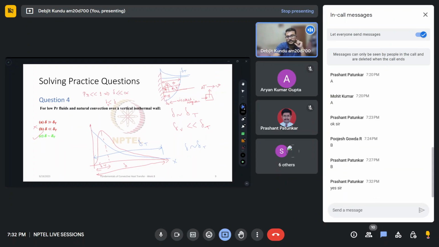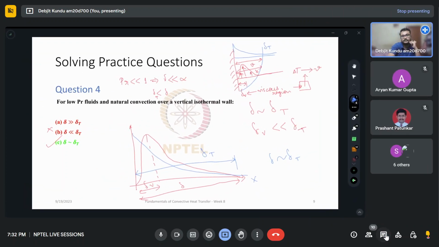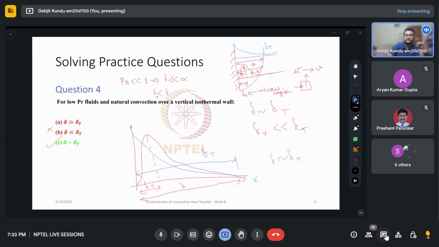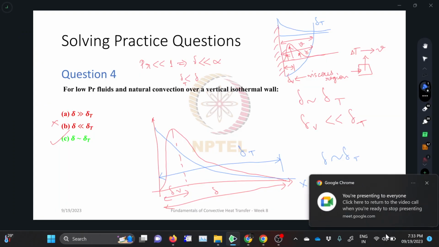So this was a little bit tricky. I hope the answer is clear to everybody. If we forget the physics and look directly into the math, then that may misguide us, telling that the thermal diffusivity is so much higher than momentum diffusivity, so the thermal boundary layer should also be much, much greater than the viscous boundary layer, or the hydrodynamic boundary layer. But that's not so. Okay, so if things are clear, we will keep on moving.